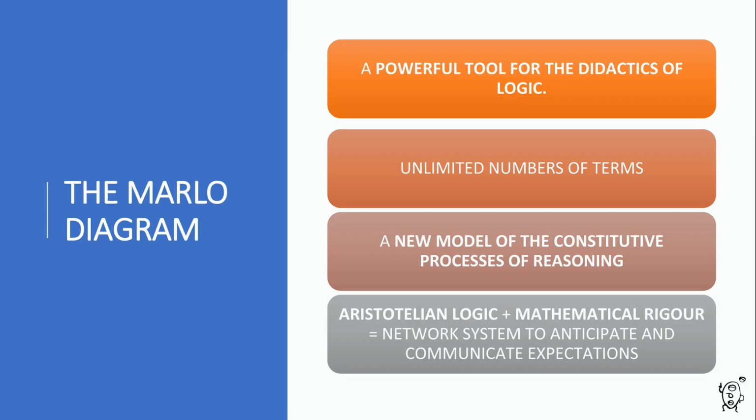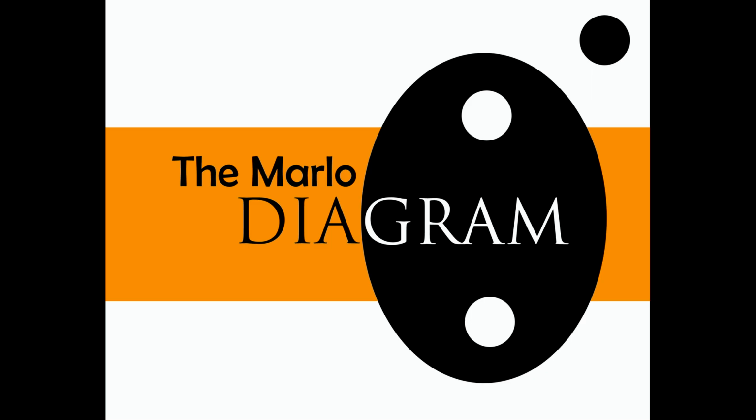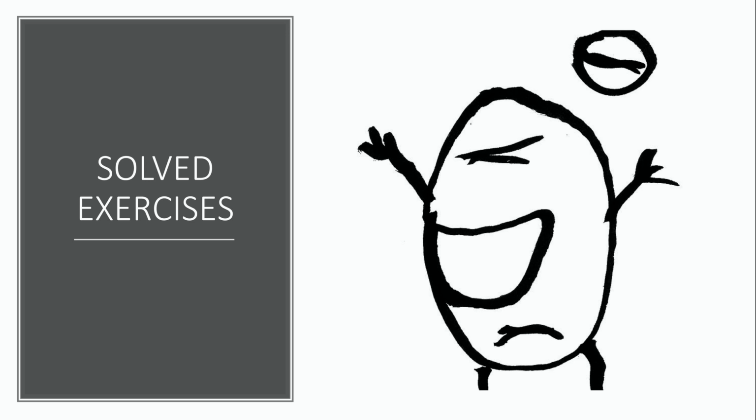Based on the above, we can say that the Marlo diagram is a powerful tool for the didactics of logic that could become a new model of the constitutive processes of reasoning. The diagram reconciles the Aristotelian logic of the middle term and mathematical rigor through the generation of a network system that seeks to explain how cognitive systems organize information, to anticipate and communicate their expectations. Let's solve some exercises.